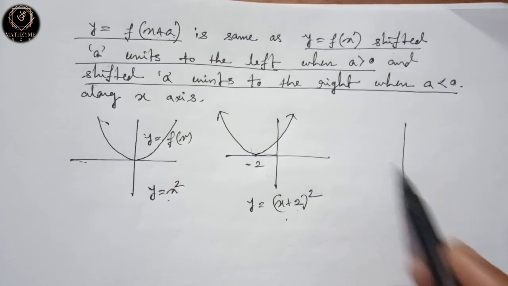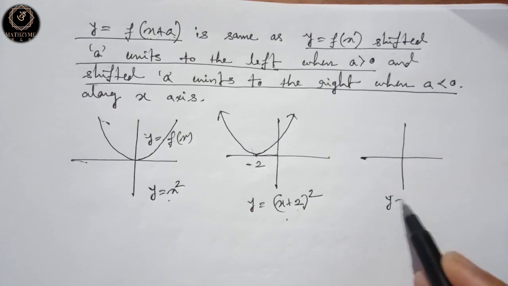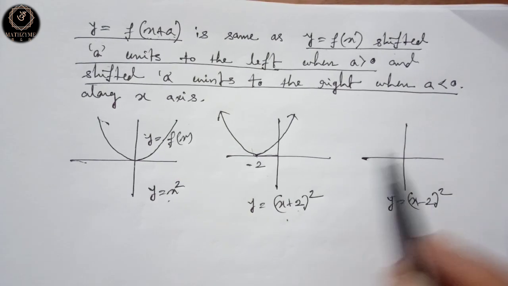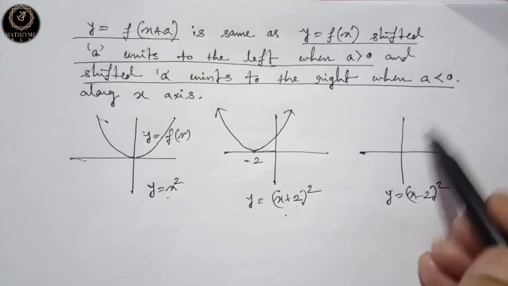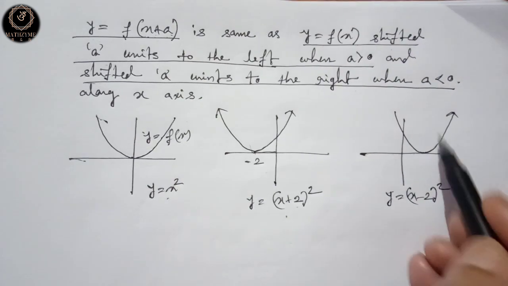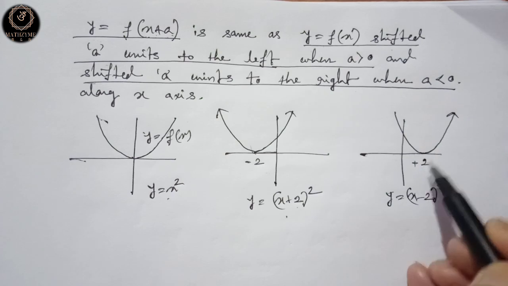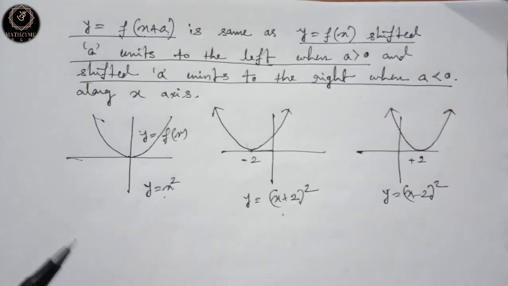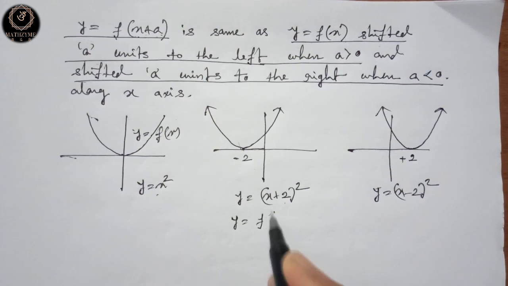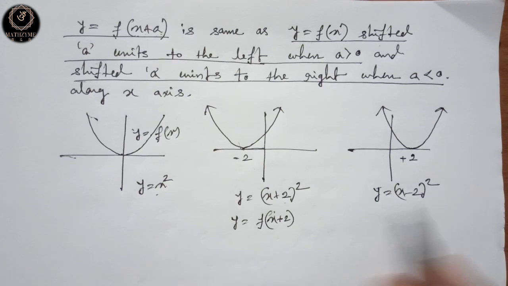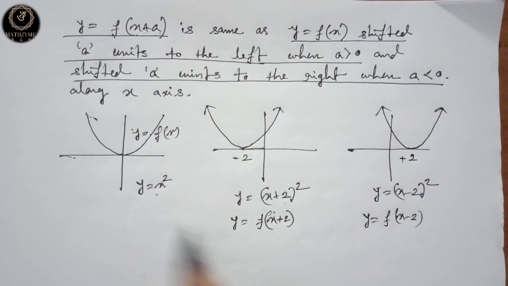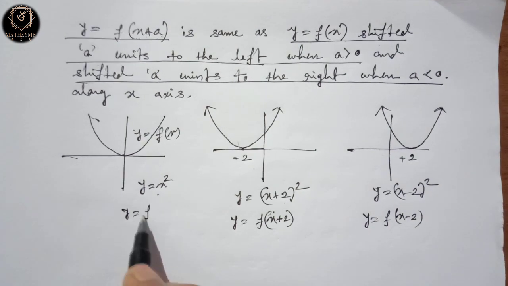And the third one is, if we take y equals (x minus 2) whole squared, then this graph is just shifted 2 units right. Okay, this is y equals f(x plus 2). This is y equals f(x minus 2), and this is y equals f(x).